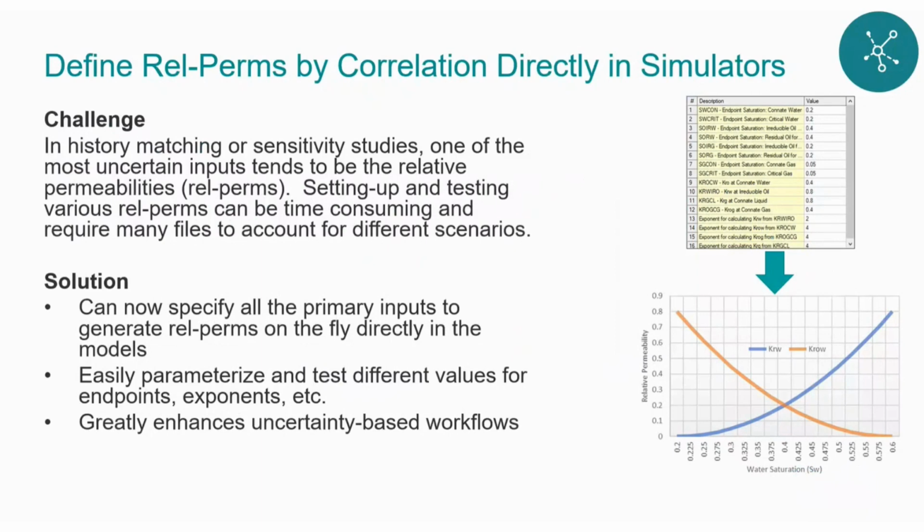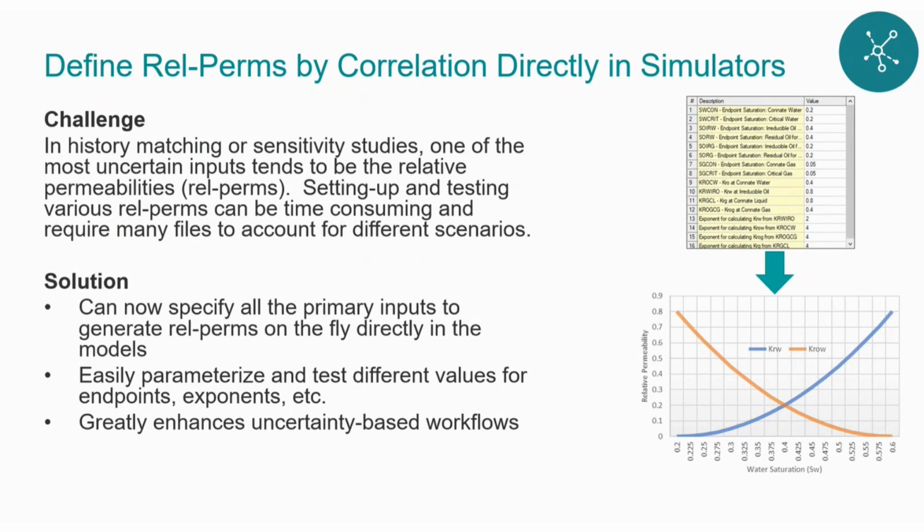Chances are that if you've conducted a history matching simulation study before, the relative permeability was one of the inputs you likely altered to get a match. In general, rel perms can be one of the more uncertain data that we engineers deal with.